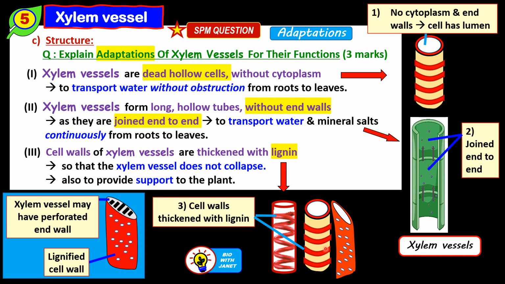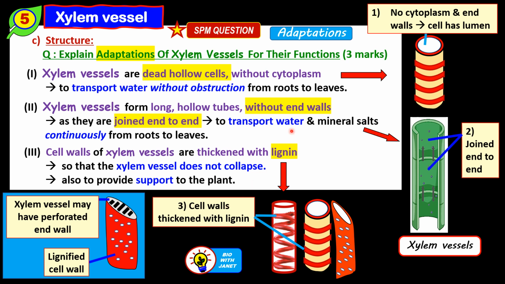All right. Now, one more point to note is sometimes the drawing of the xylem vessel is not like this one here, where there is a hollow and there are no end walls. Sometimes the xylem vessel may have an end wall, but it's perforated. That means it has many holes in it. Okay, so if you find a structure like that, with a lignified cell wall, this is still a xylem vessel, another type of xylem vessel.